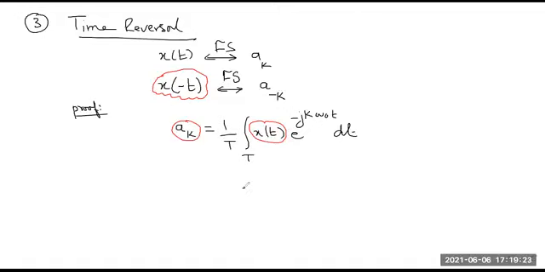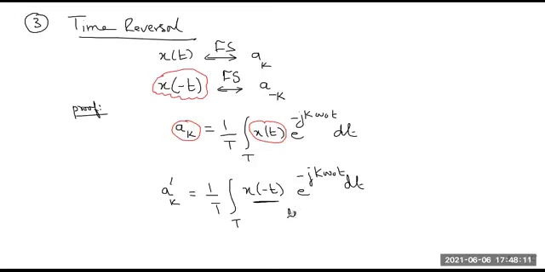So x of minus t times e to the power minus j k omega naught t, integration over one time period. Let me call this Fourier coefficient a dash sub k, because we have a different signal. Let me replace this minus t by some other dummy variable. So let tau be equal to minus t.